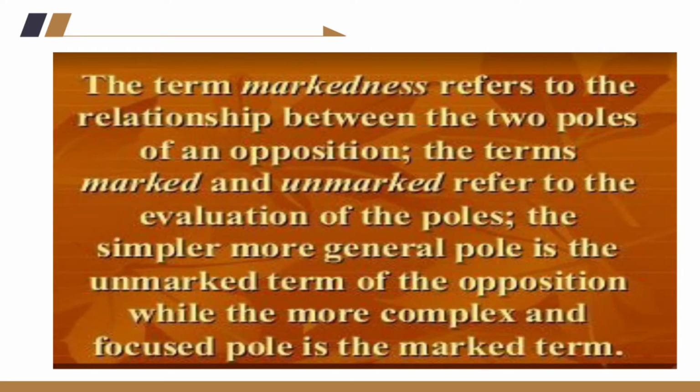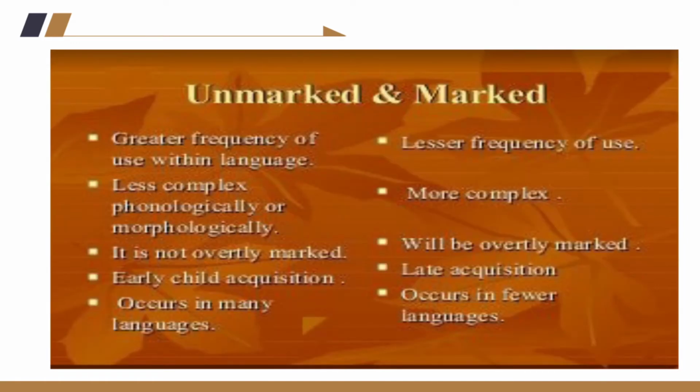And now, additional discussion. The term markedness refers to the relationship between the two poles of an opposition. The terms marked and unmarked refer to the evaluation of the poles. The simpler, more general pole is the unmarked term of the opposition, while the more complex and focused pole is the marked term. Yes.